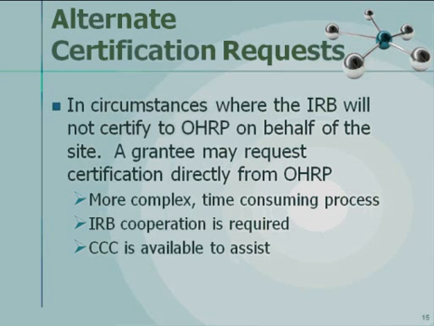So there is an alternative submission package to OHRP. For whatever reason, if an IRB is not able to or does not certify on behalf of a site, a grantee can request certification directly from OHRP. This is a little more complex and more time-consuming. IRB cooperation is still required.